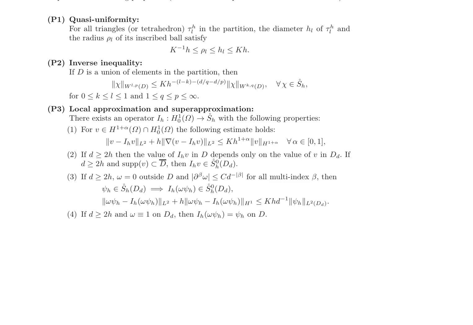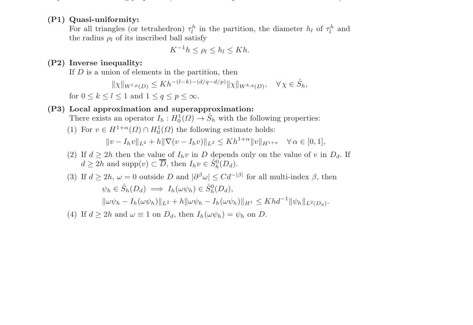3. Local approximation and superapproximation. An operator I_h: H^1_0(Ω) → S_h exists with the following properties. For v in H^{1+α}(Ω) ∩ H^1_0(Ω), the estimate ‖v − I_h v‖_{L2} + h‖∇(v − I_h v)‖_{L2} ≤ kh^{1+α}‖v‖_{H^{1+α}} holds for all α in [0,1].